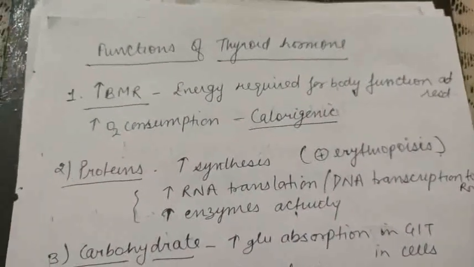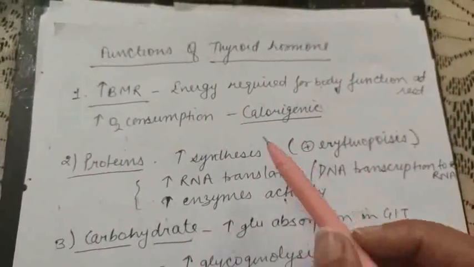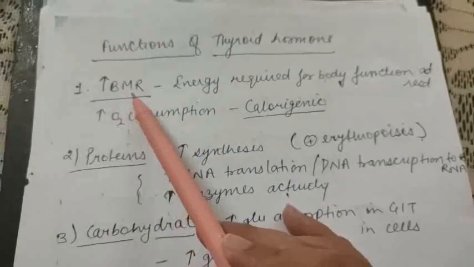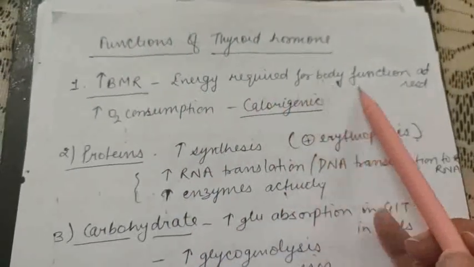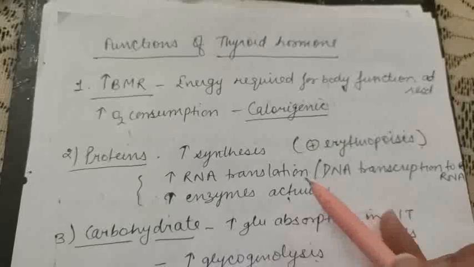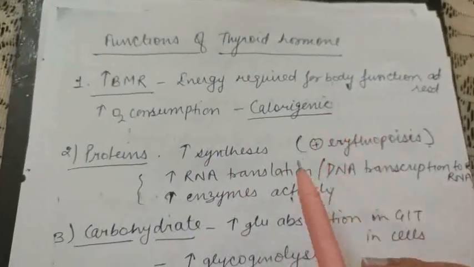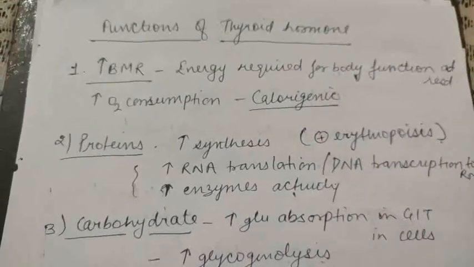So what are the functions of thyroid hormone? How is thyroid needed for our body? It increases BMR, basal metabolic rate. Energy required for body function at rest is called BMR. There is an increase in oxygen consumption, and that's why it's calorigenic. So thyroid hormone is calorigenic.